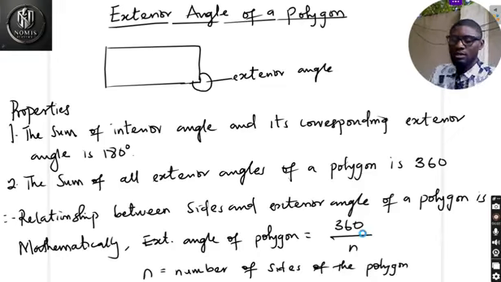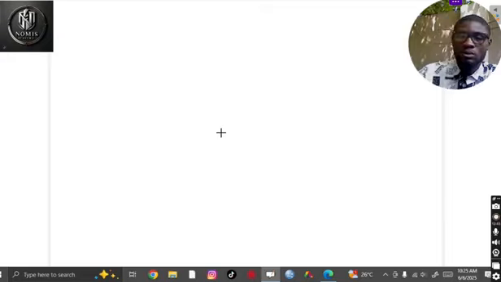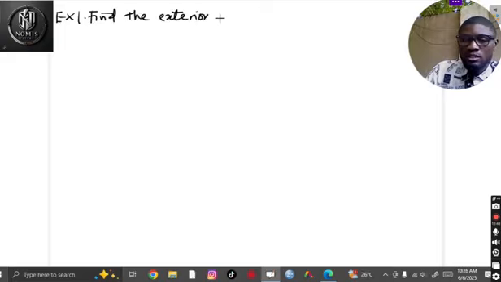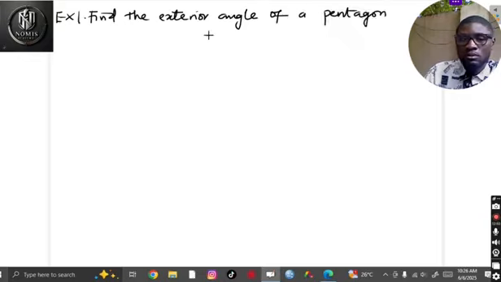So we're going to take an example. For example, find the exterior angle of a pentagon. Example number one: find the exterior angle of a pentagon. So, solution.